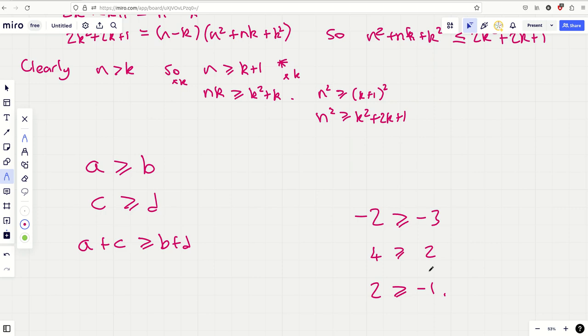So basically, yeah, be careful with inequalities. They're not as simple as you think. Yeah, they really aren't. They're not as simple as I think. I have to be ever so careful when working with inequalities.